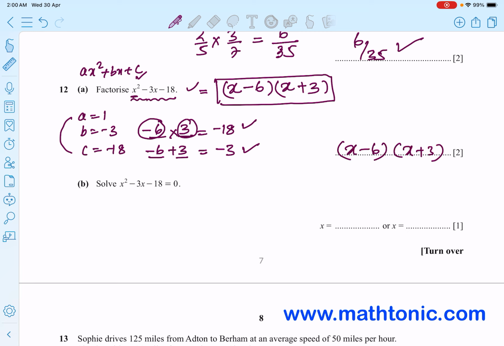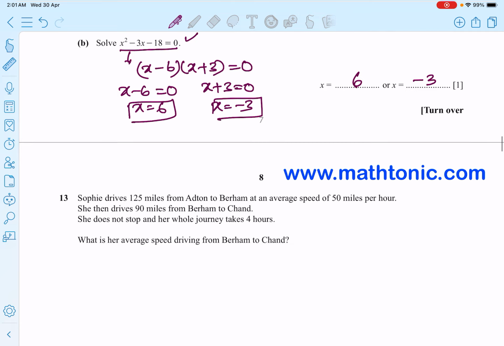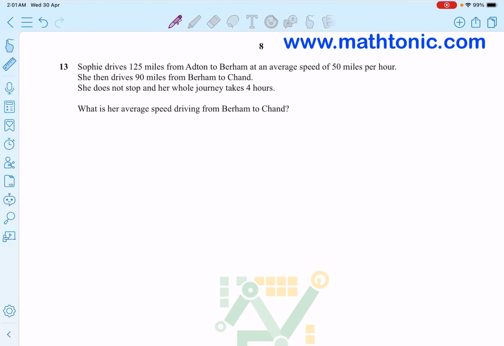Okay, now the next question is solve this equation that equals 0. Already it is factorized, right? So in place of this one, I can write x minus 6 times x plus 3 equals 0. So we can say x minus 6 equals 0, or x plus 3 equals 0. So we can rearrange it: x equals 6, and x equals minus 3. So we got this answer, 6 and minus 3. Got it, everyone? Yes.